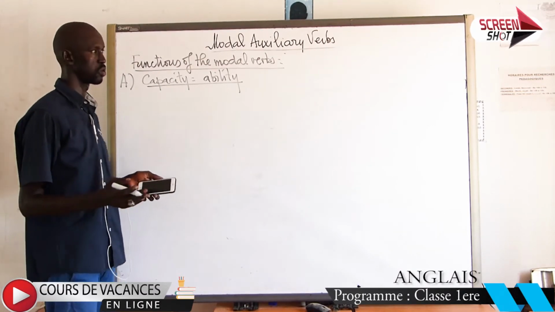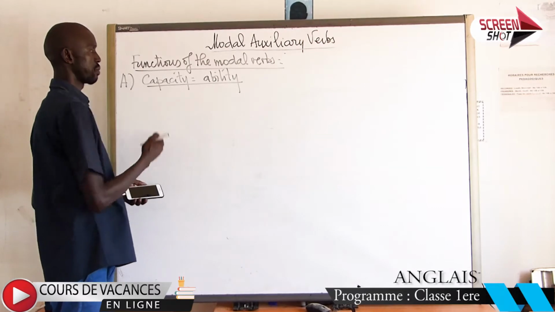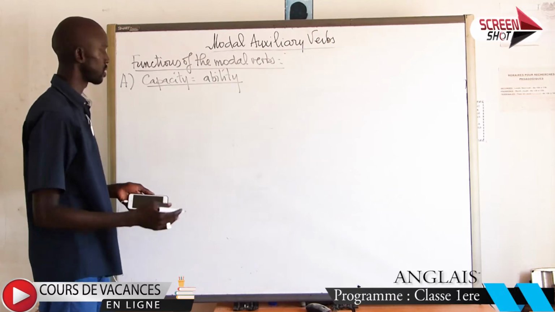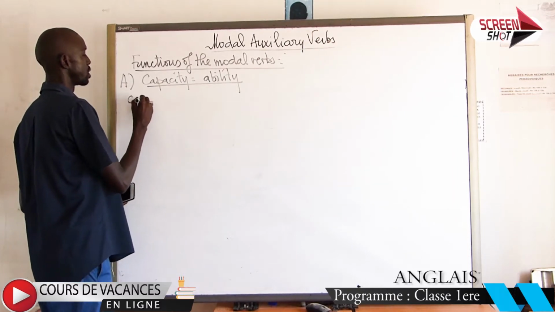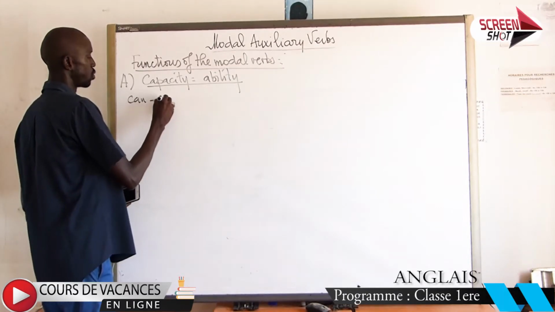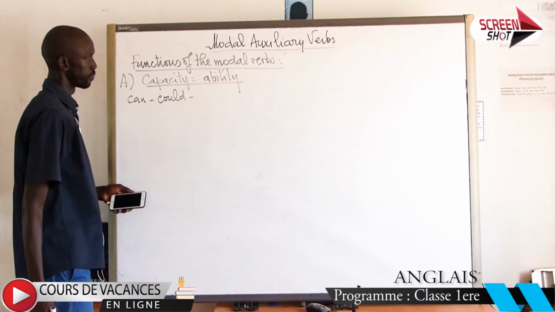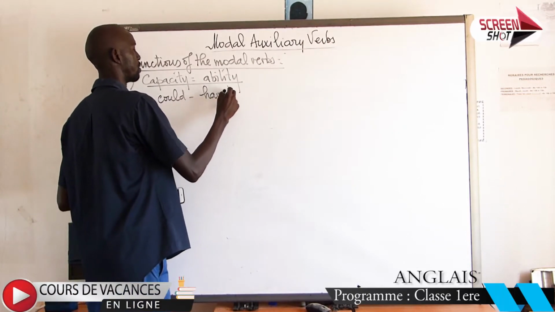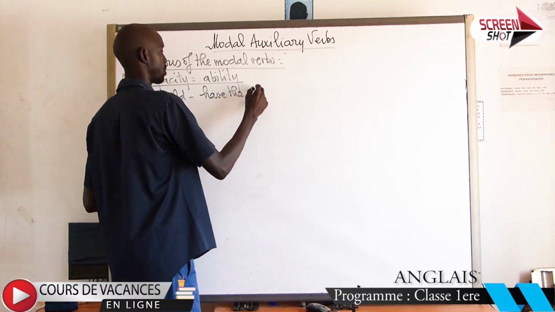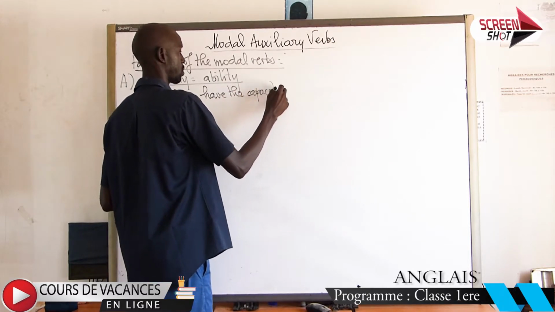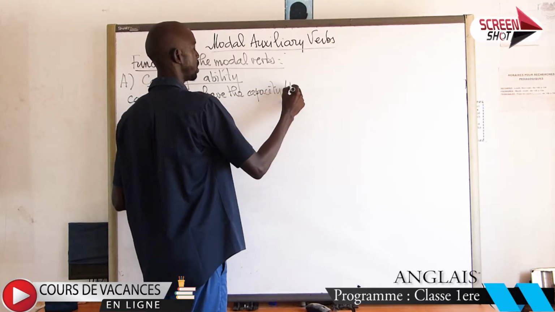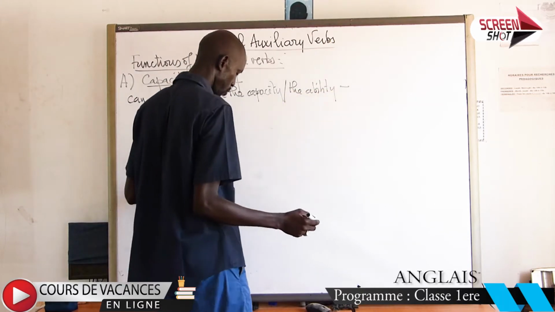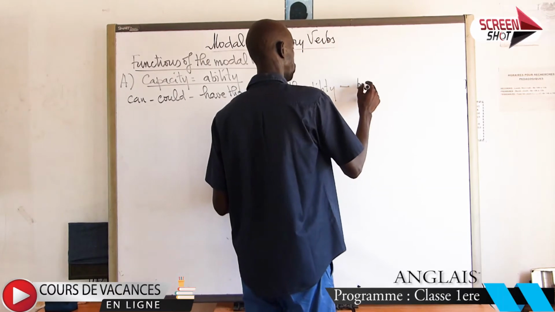The modal verbs, we can use them to express a capacity or to express an ability, that's the same. To express a capacity, we use the modal can or could. We can use also have the capacity or have the ability. We can use also the equivalent of can, which is be able to.